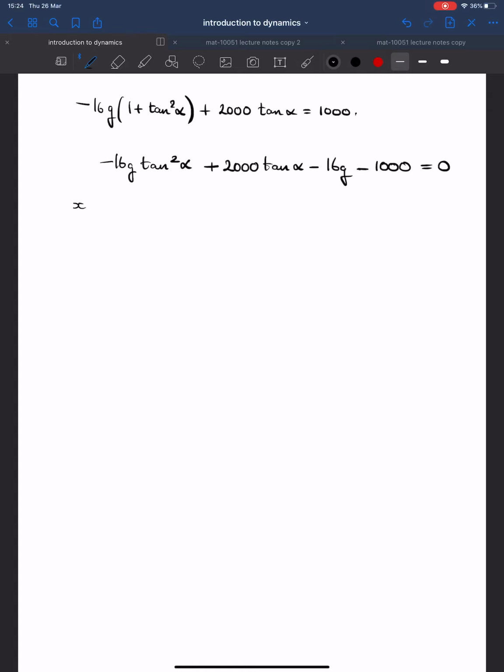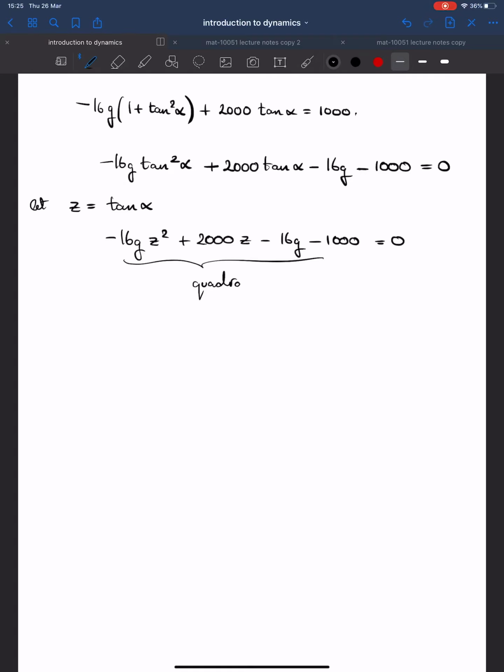Now, let z equal tan alpha, and you'll see that this reduces to the following: minus 16g z squared plus 2000z minus 16g minus 1000. Okay, so this is now equal to 0. This on the left is a quadratic in z.